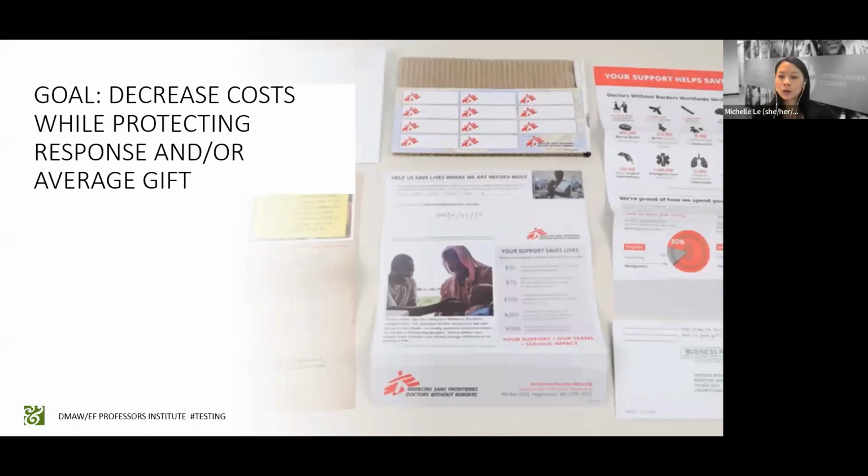All right, so as we know, inflation, costs, oh my gosh, all the things that we're all experiencing. Mail is experiencing this, like production costs, postage costs, everything's just so expensive. So we're trying to find ways to decrease the cost of this package because that tote bag is very expensive. So we need to do this while also protecting that strong response and average gift. So we wanted to test address labels. And I'm sure many of you may use address labels. I know I use them.